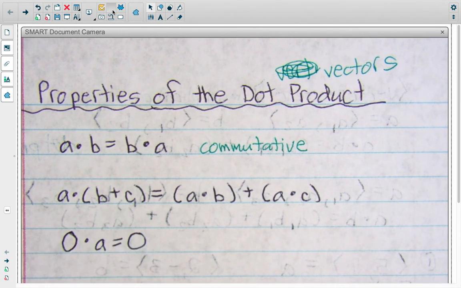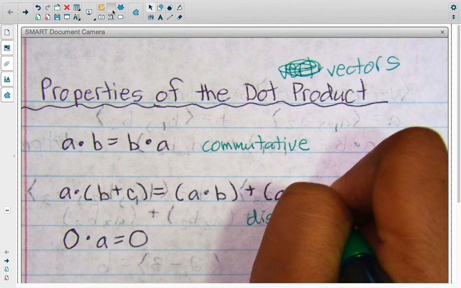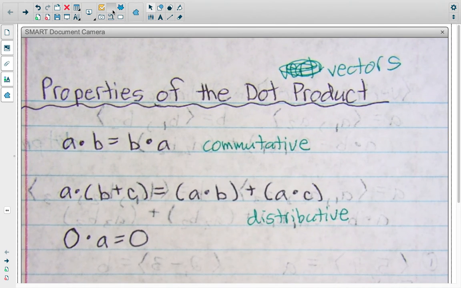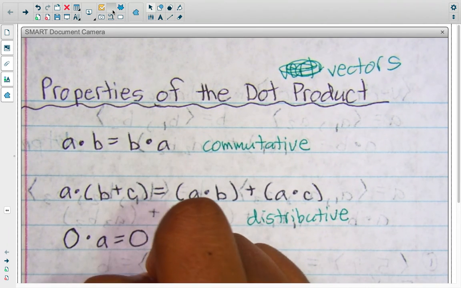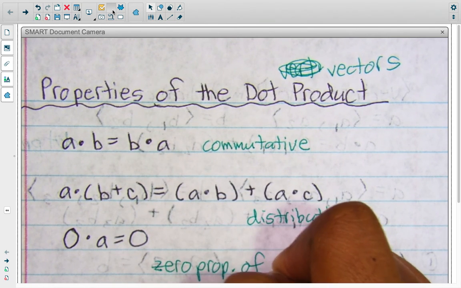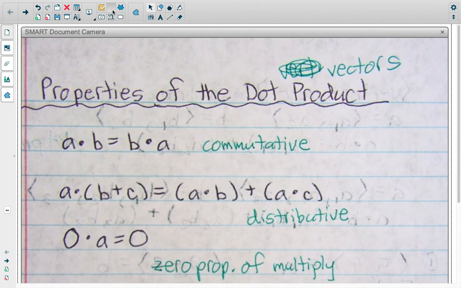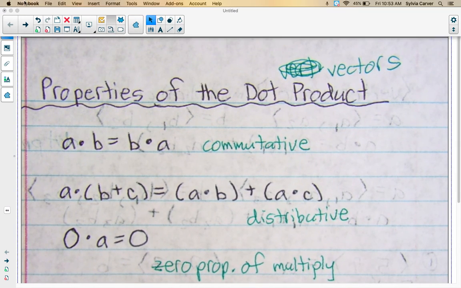We've already seen that we can go through and do the distributive property with vectors as well. So the distributive property holds with vectors. And we also should know that anything times 0 gives us 0. So this is the 0 property of multiplication. Most of these, if not all 3 of them, hopefully were intuitive for you, meaning it just kind of makes sense from the knowledge that you already know. But just in case, these 3 properties do hold for vectors.